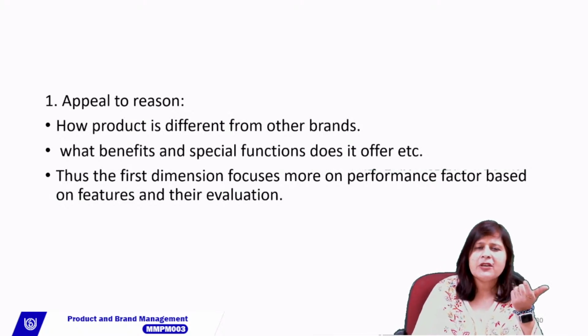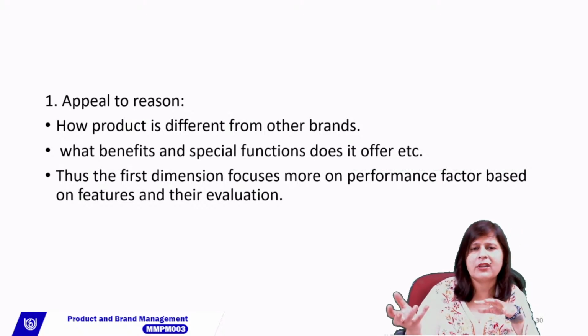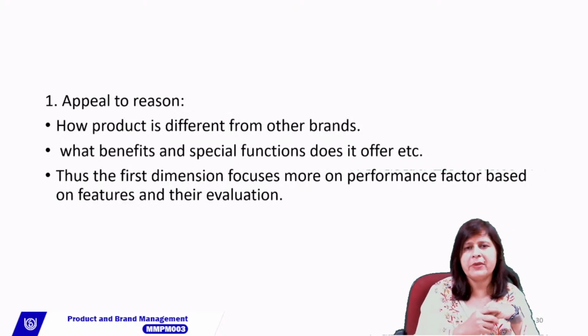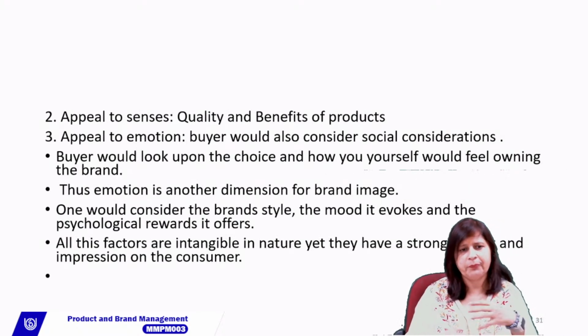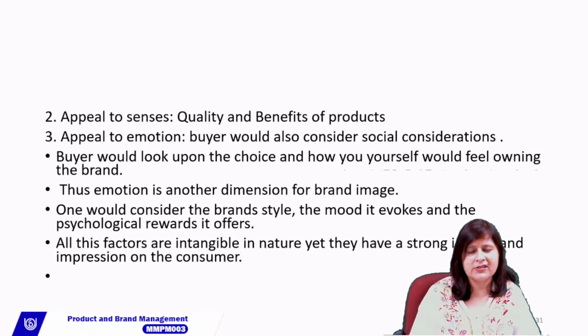So brand image depends on the appeal to reason. Why should I buy this product? How is this product or brand different from other products or brands, and what type of function or benefits does it offer? This appeal to reason focuses on the performance factor, based on the features and their evaluation. Then a second dimension could be appeal to senses, right?